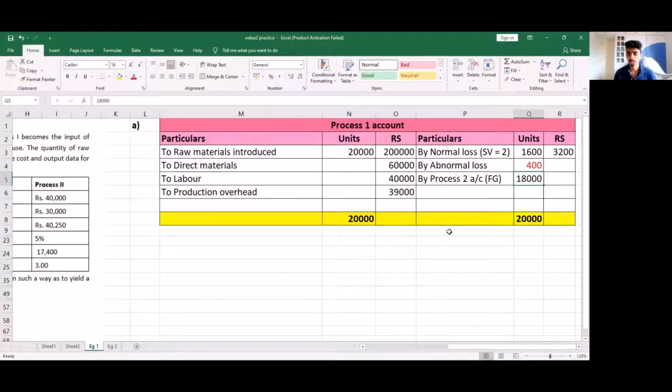Now how do we find at what rate, or what is the amount, for abnormal loss and the finished goods? Nothing is given in the question related to this. So here comes an important formula for calculating cost per unit. What is this formula? Let's take a look. So we have a working note and we have this formula. The formula reads: total cost minus normal loss realization, divided by input minus normal loss units.